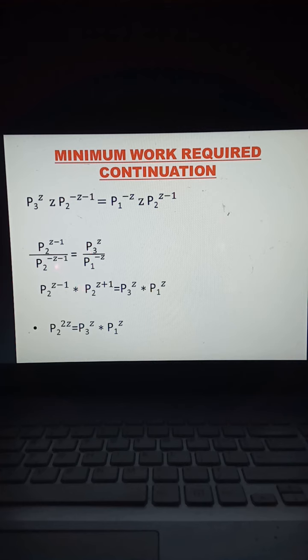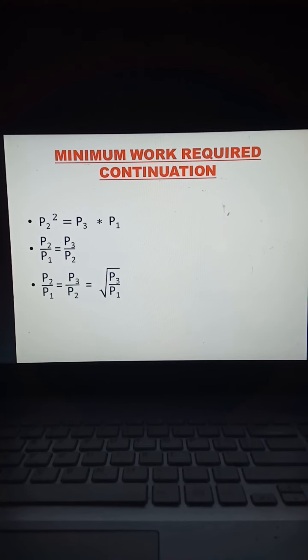So this equation I can write as P2 raised to Z minus 1 into P2 raised to Z plus 1, and this side I can write as P3 raised to Z into P1 raised to Z, right? So x raised to n into x raised to m is x raised to n plus m. When I use that identity, this will become P2 raised to 2Z, and P3 raised to Z into P1 raised to Z. When I cancel these Z terms, I get the equation P2 squared is equal to P3 into P1.